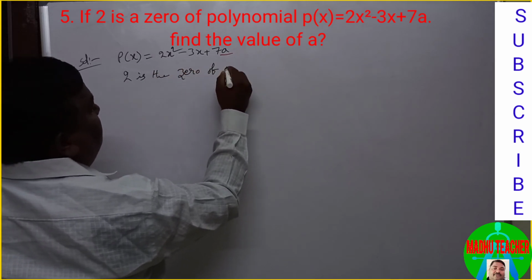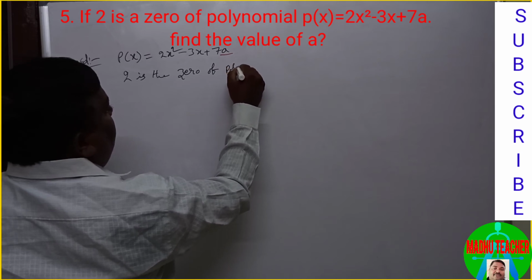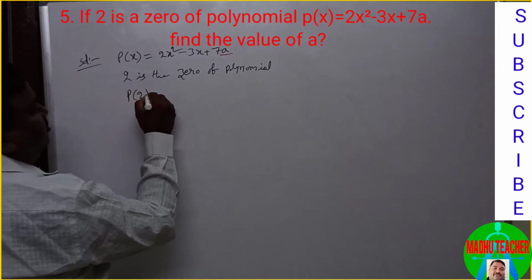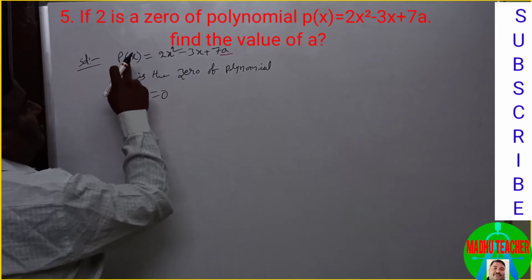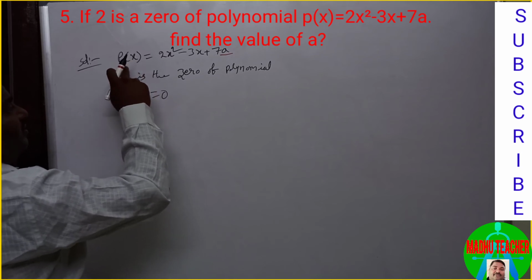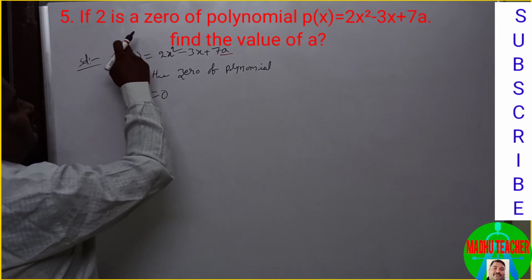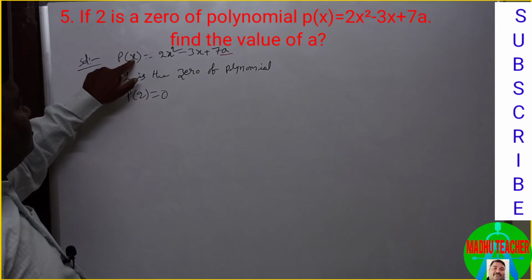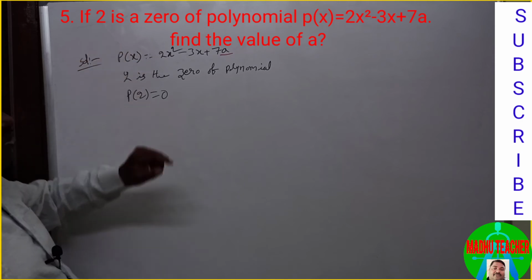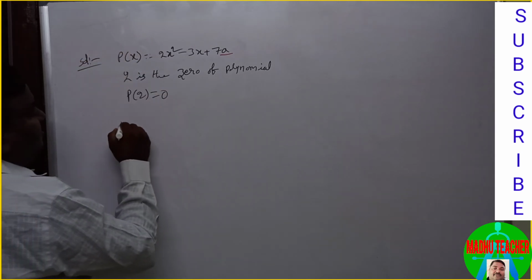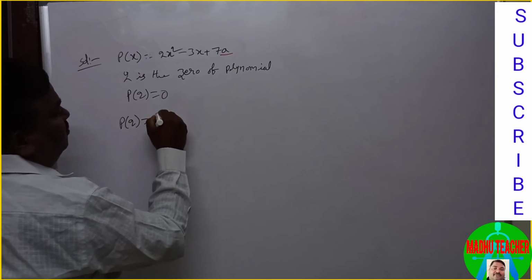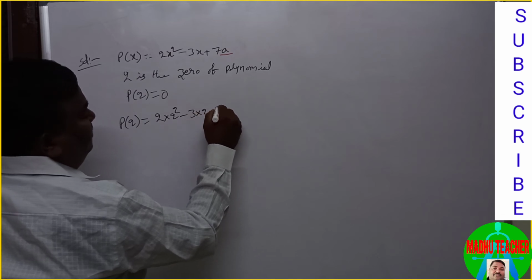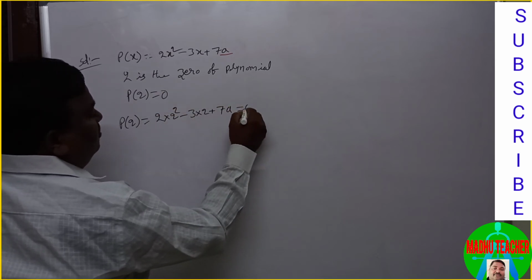Therefore p of 2 equal to 0. If it is a 0 of the polynomial, by replacing x with 2, it gives 0. That means p of 2 equal to 0. So p of 2 equal to 2 into 2 square minus 3 into 2 plus 7a, equal to 0.